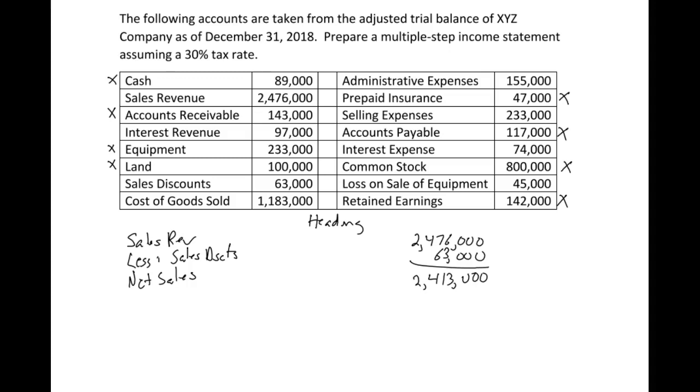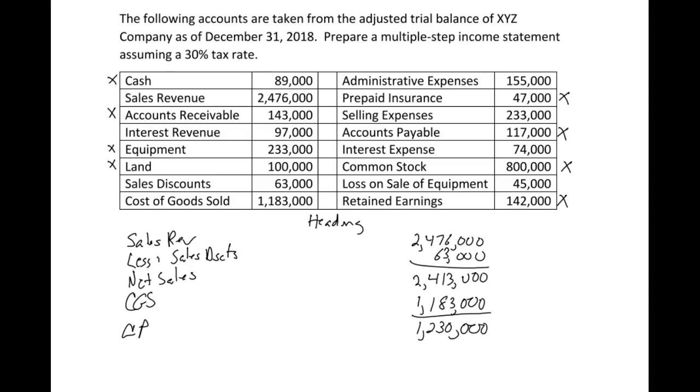From that we subtract out cost of goods sold. You might see this called cost of sales or something like that. I typically call it cost of goods sold and abbreviate it CGS. That number was given as 1,183. This is the top of your income statement, and that gives us gross profit. That's a G right there, a little bit sloppy, sorry about that. So gross profit is 1230.